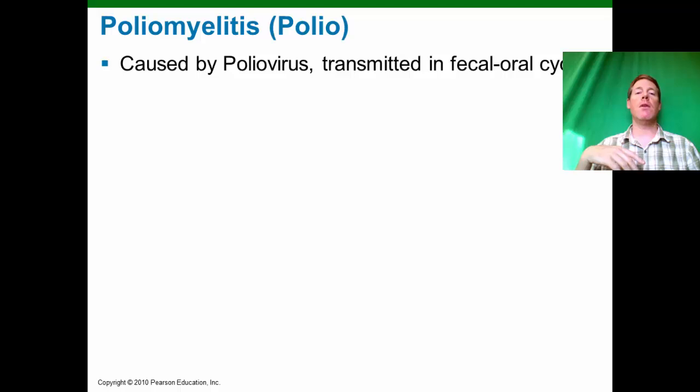The fecal-oral cycle means that the intake of the disease is through the mouth into the gut. That's how you catch it. And how you pass it on is through your fecal matter into the waste stream. And generally, these kinds of diseases are problems where sanitation is not so good.